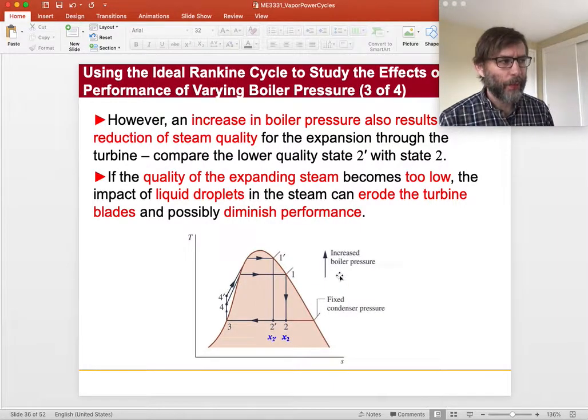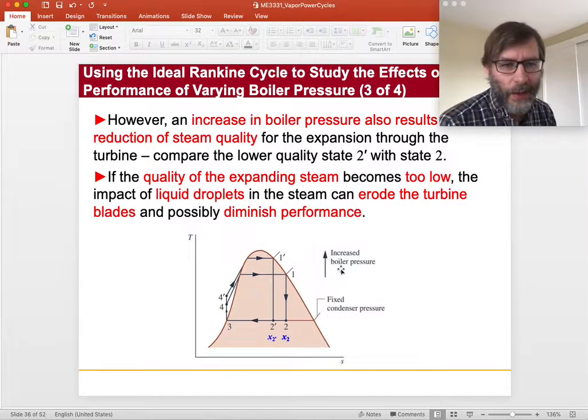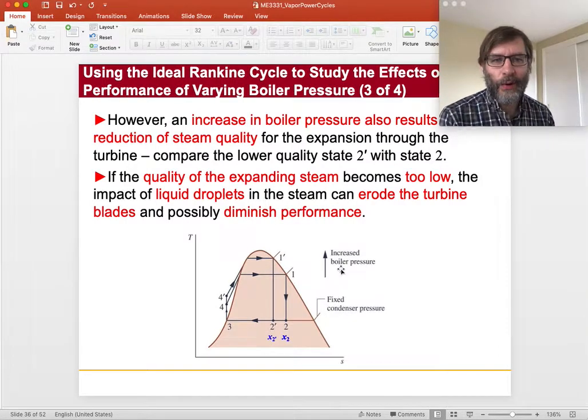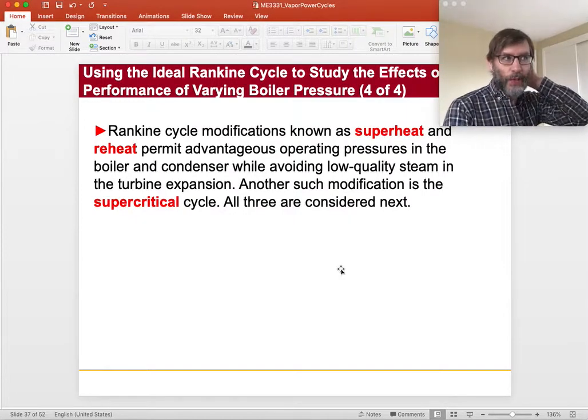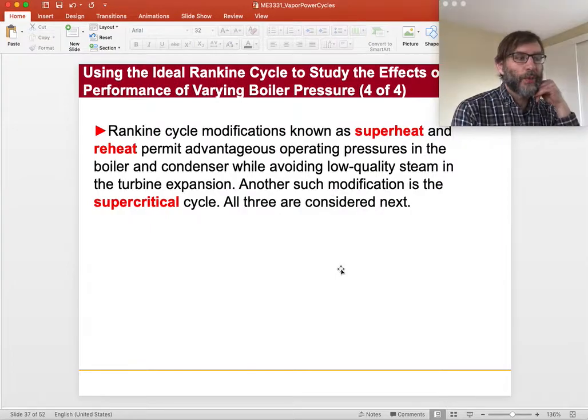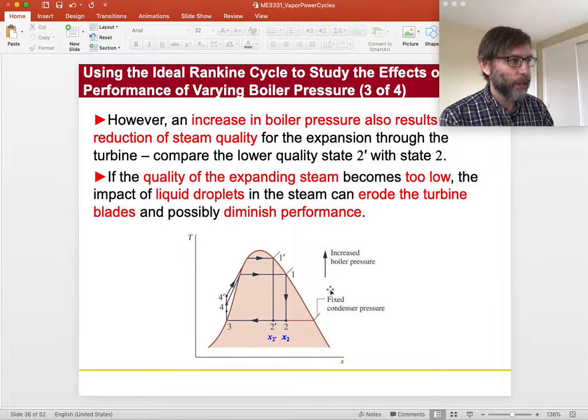So another reason why we typically send the steam into the superheater is because it's all gas. You generally don't want to send anything that has liquid droplets in it into something that has rotating blades. Liquid droplets, when they're spinning around really, really fast, can become little projectiles that eat away at turbine blades. So generally you don't want to keep it inside the vapor dome. You want to have it outside the vapor dome. Rankine modifications known as superheat and reheat permit advantages for operating pressures in the boiler and condenser while avoiding low quality steam. So avoiding this situation here, both of these situations, in fact, where you have low quality steam.